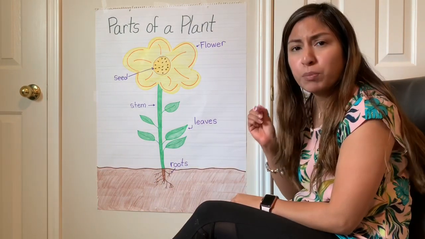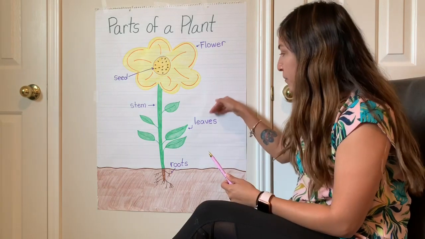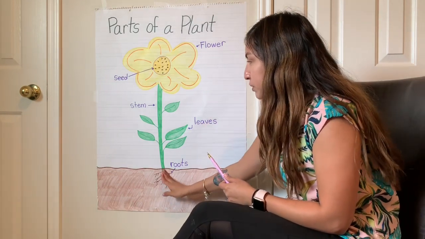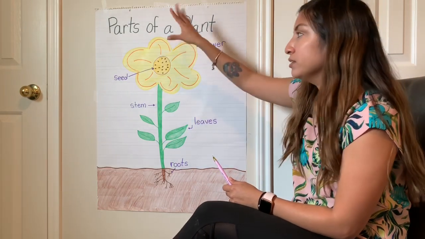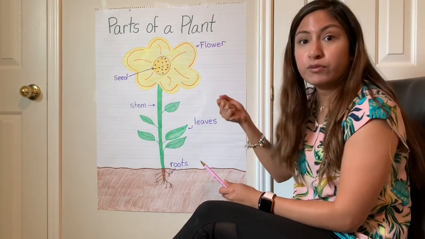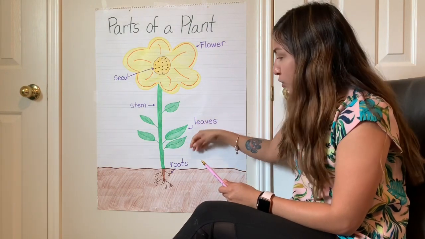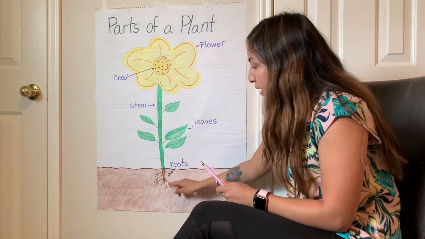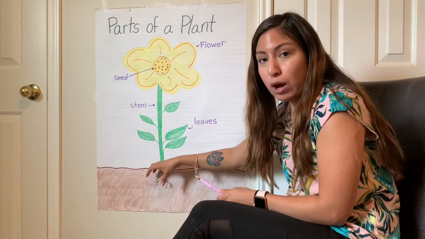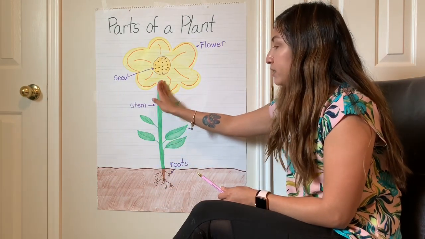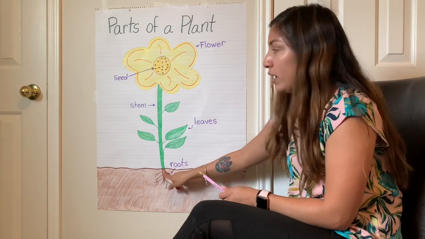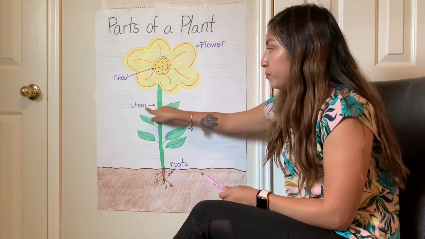And the important part about the roots is that it's what helps the plant to get the water that it needs and the nutrients. So when it rains, or if you are watering your plants, the water will go into the ground and the roots will soak up that water, and the roots will then take it up. And what helps it to go up is next the stem.